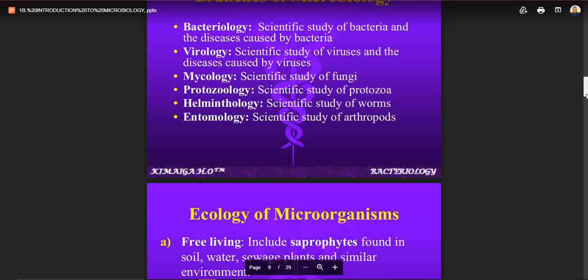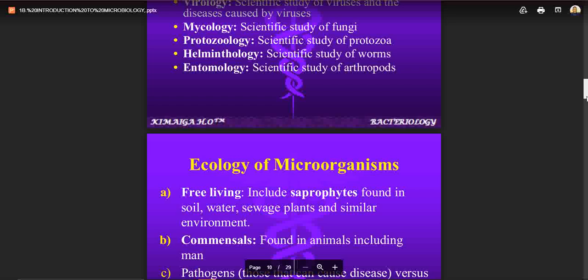Start with bacteriology, the scientific study of bacteria and the diseases caused by bacteria. Then virology, the scientific study of viruses and the diseases caused by viruses. Mycology, the study of fungi. Protozoology, the study of protozoa. Helminthology, the study of worms. Then entomology, the study of arthropods like insects.